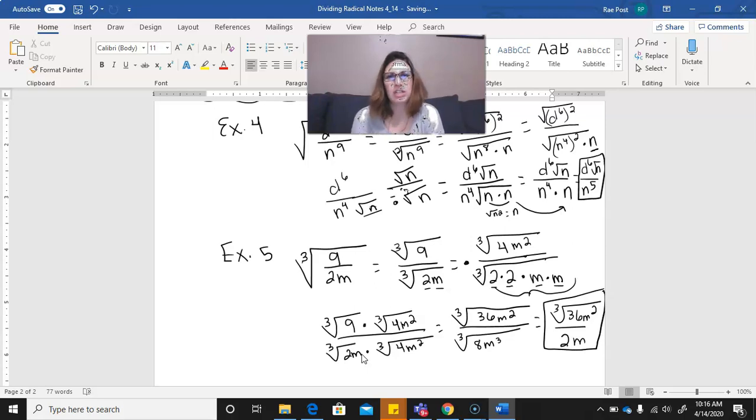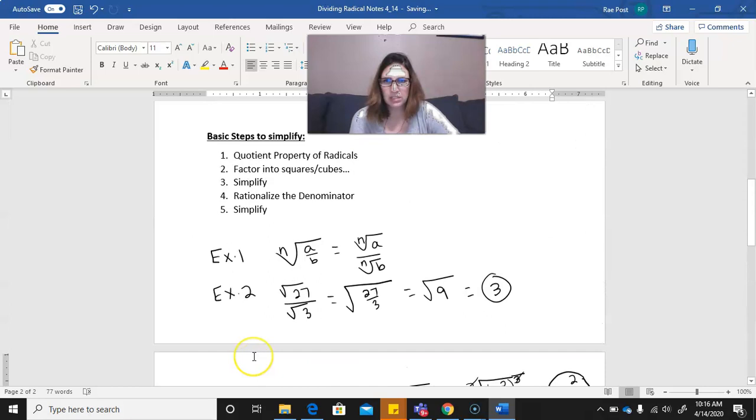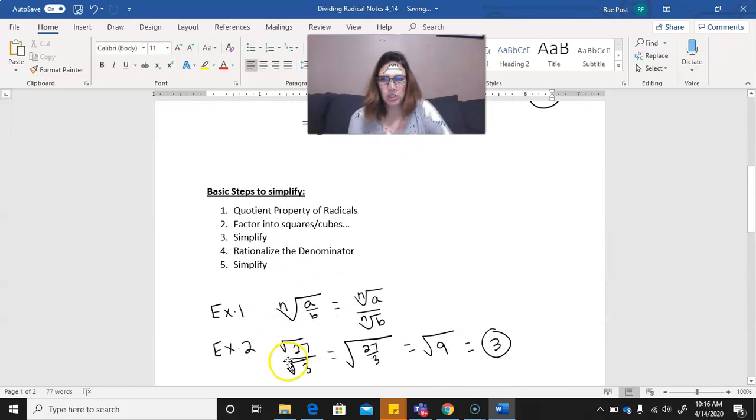So the trick is to rationalize the denominator. That is the trickiest part of today's lesson, rationalizing the denominator.